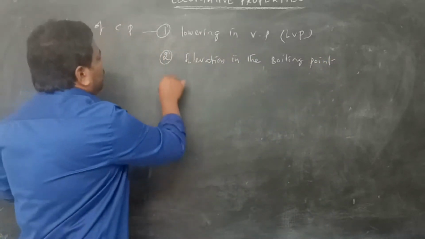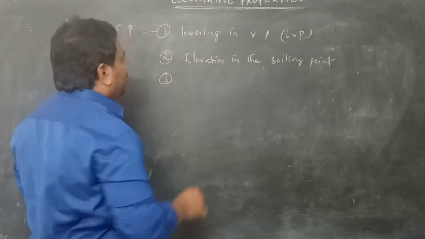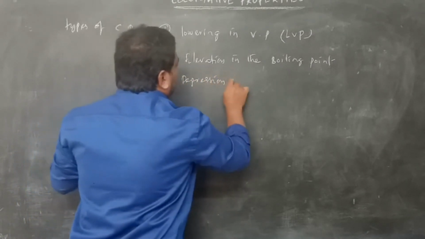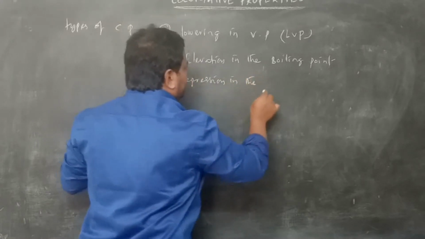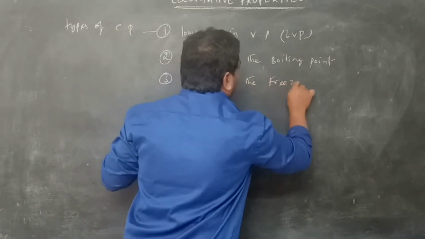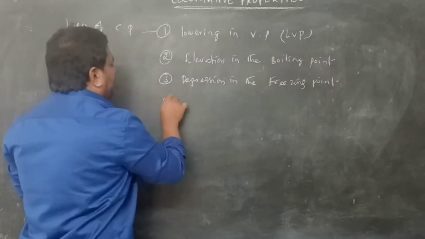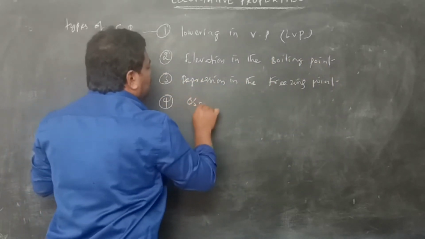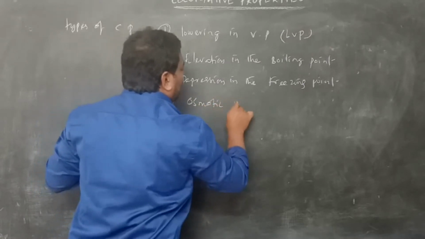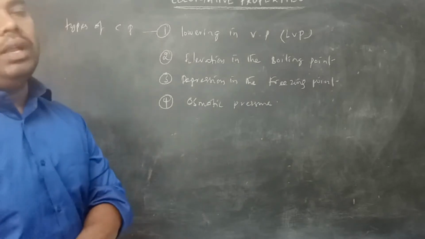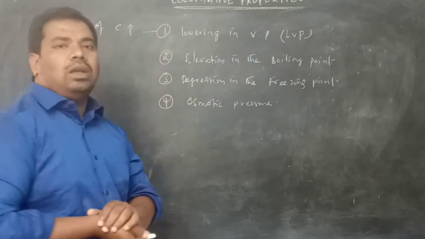Okay, so the third one is depression in the freezing point. The fourth and last one is osmotic pressure. So these are the four colligative properties we will discuss one by one.